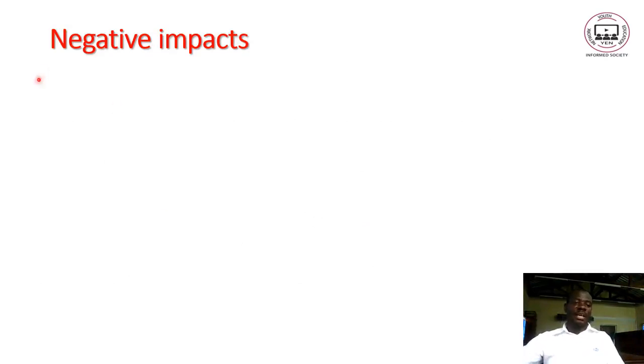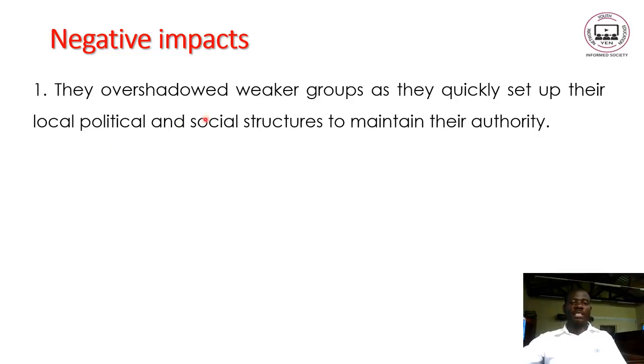And the negative impact of the Lomwe: they overshadowed weaker groups as they quickly set up their local political and social structures to maintain their authority. So when they came in, immediately they became the overall leaders of even the Manganja or the indigenous people. So as a result, the indigenous people lost that authority.